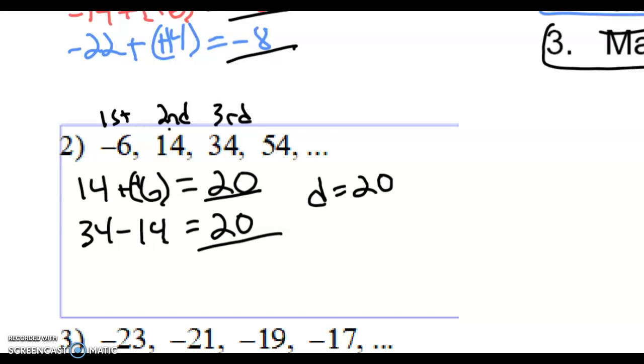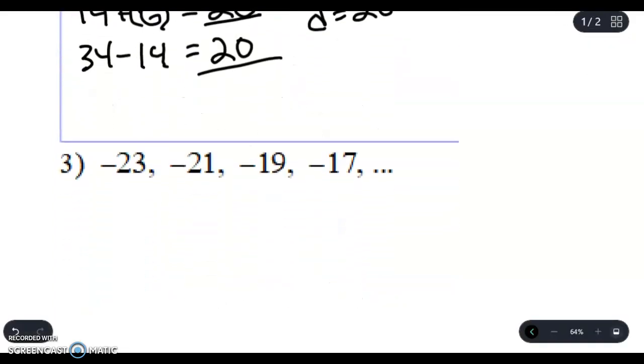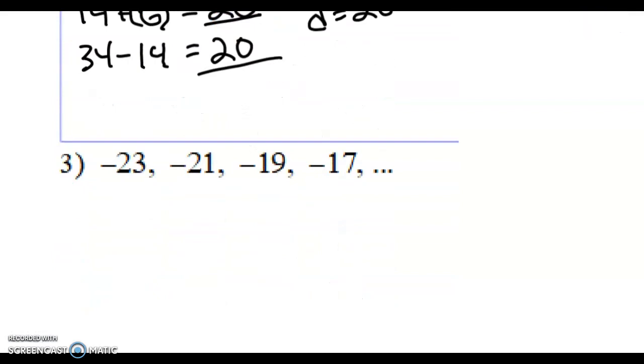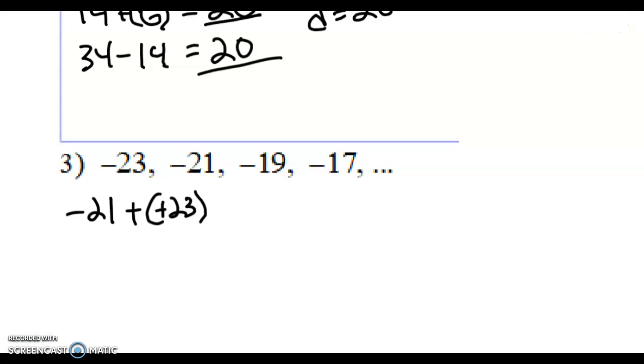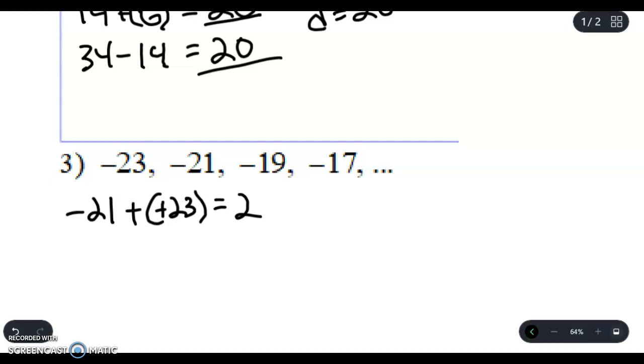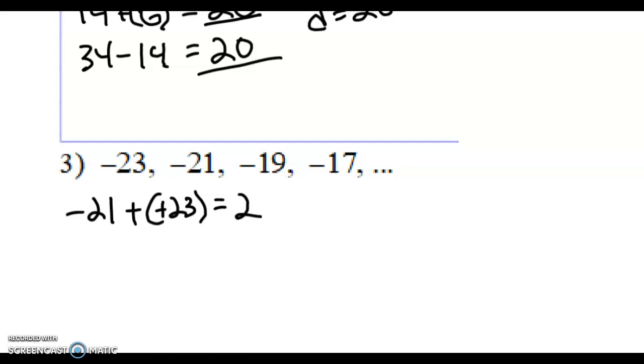All right, let's look at number 3 here. We're going to do negative 21, which is the second term, minus negative 23, the first term. Stay, change, change. And when we do that, we get 2. Then the third term, and even though the numbers are going down, really it's going up because the negative is reducing. So it's going to be a positive 2. It's going up by 2 each time.